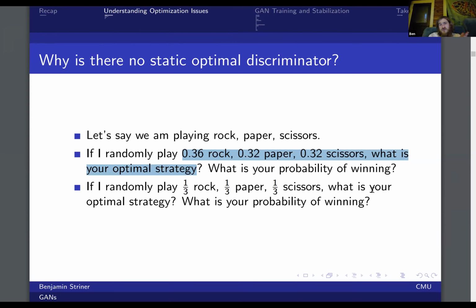If you were to do 36% paper, then your likelihood of paper versus rock would be 36 times 36. And if you actually worked out the likelihood of all the different possibilities, the highest is actually to always, always, always do paper in that situation.